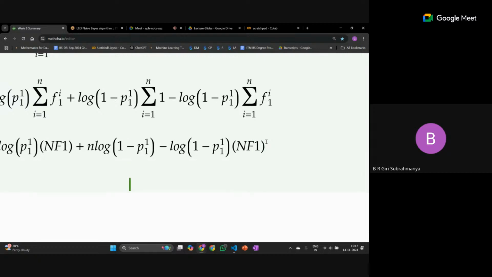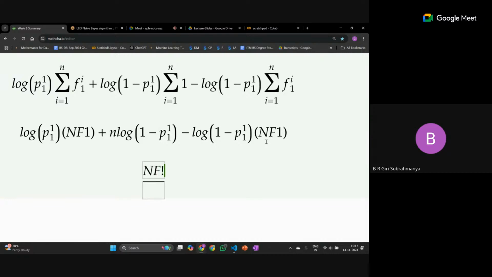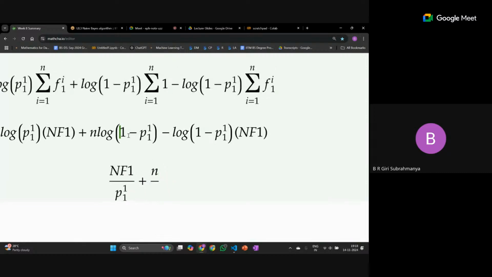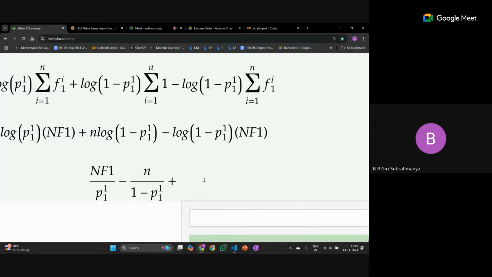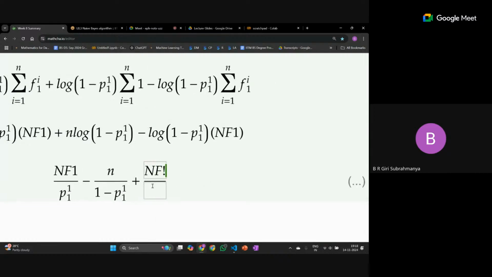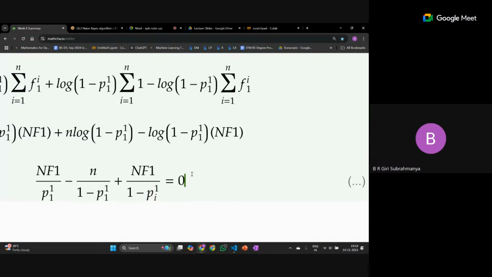So if you differentiate, you are going to get N_F1 by P11, which is, given that it's a spam, the probability of feature 1 being 1. Plus N by this, and if you differentiate the minus term you will get minus, so plus again, N_F1 by 1 minus P1. This minus became plus because you differentiate this also. You equate this to 0.